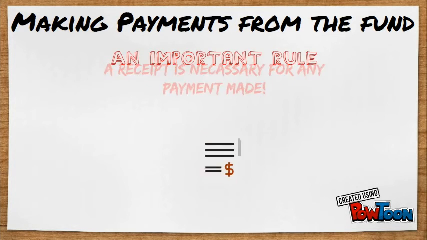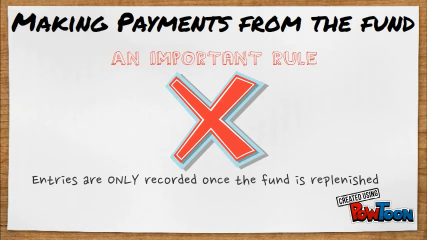But lastly, an important rule must be understood. As payments are made from the petty cash fund, no journal entries are made yet. Journal entries will only be recorded when the fund is replenished.